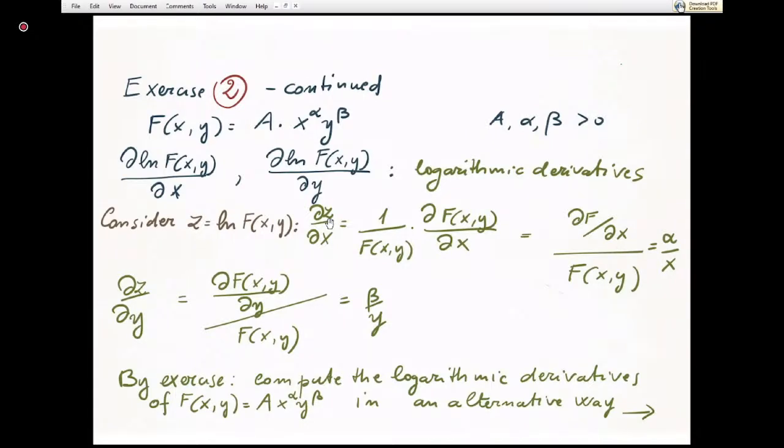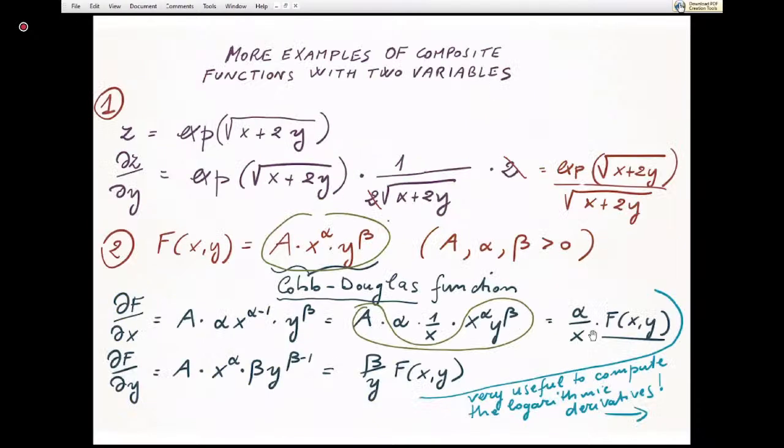Okay, so the partial derivative with respect to x of the log of f of x, y, which I denote by z, is what? It is, again, the derivative divided by the level of the function. But the derivative, of course, is the partial derivative with respect to some specified variable. So it is the partial derivative of f with respect to x over f. And the result is already there. It's here. Derivative with respect to x divided by the value of the function is alpha over x. Exactly as above for one variable functions. Clear?